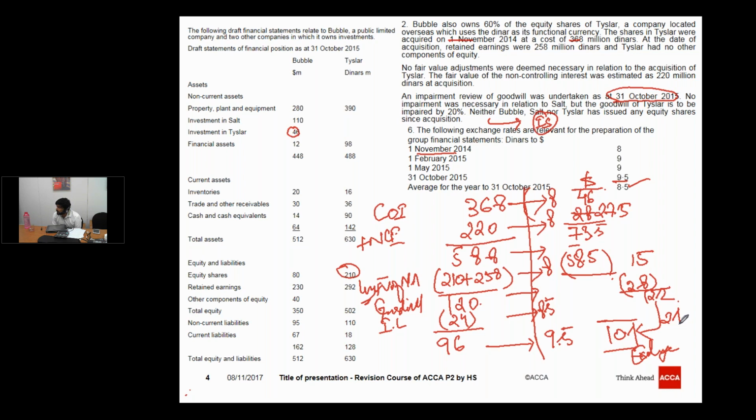Yes, 2.1 exchange rate. Can I just divide 120 million dinars by the exchange rate at the acquisition to get the goodwill at the reporting date in dollars? Yes, you can divide 120, but you will find the goodwill at the acquisition date rather than the reporting date. We actually want the goodwill at the reporting date for the preparation of the balance sheet. So first of all, you have to calculate the goodwill in dinars, then convert it with the closing rate.